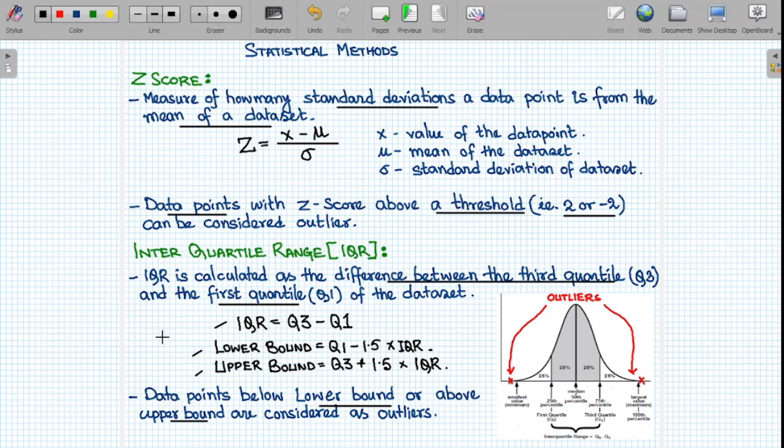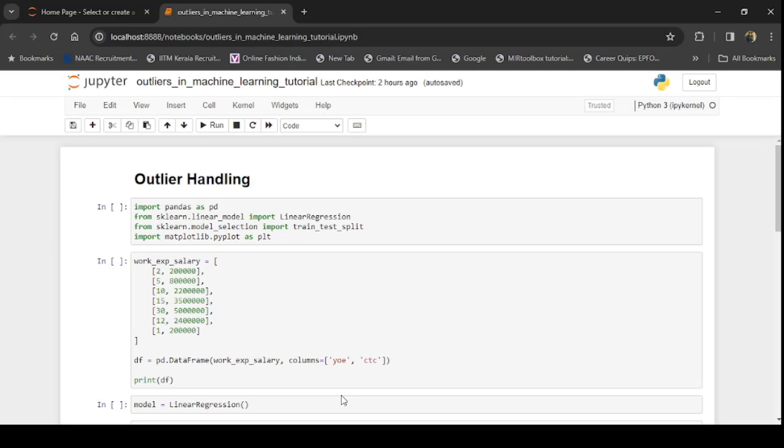Now let's jump into Jupyter Notebook. We will write some code to evaluate z-score and IQR. Along with that, we will see how outliers are affecting our model accuracy adversely. We are in our Jupyter Notebook now. Initially, I have imported a few of the important libraries we will be using for our example.